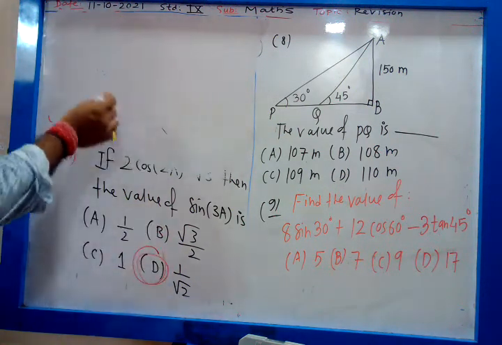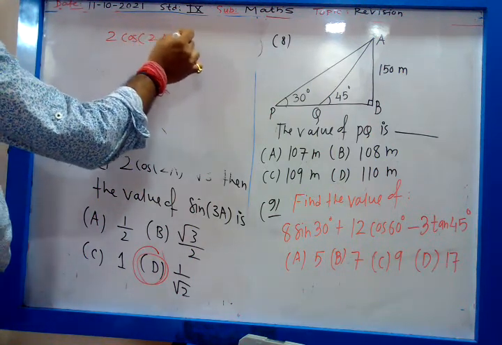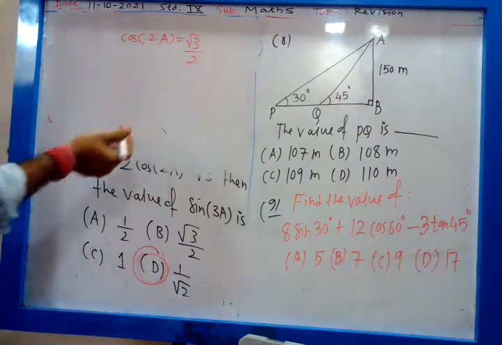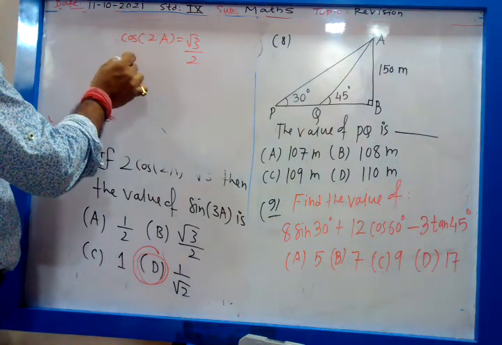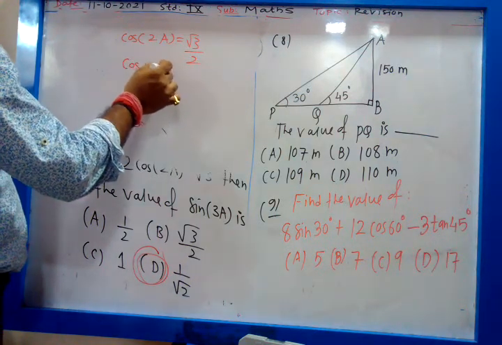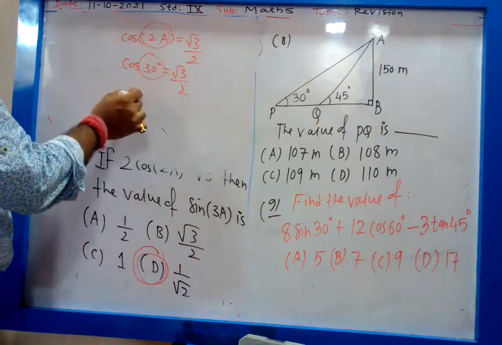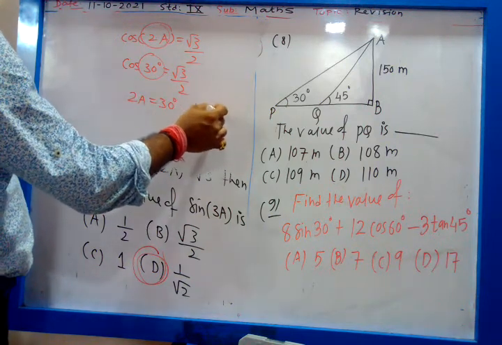Let us verify. 2 cos 2a is equal to root 3. So cos 2a is equal to root 3 by 2. Cos of which angle is root 3 by 2? 30 degree. So cos 30 degree is root 3 by 2. Remember this. Remember the table. So 2a is equal to 30 degree, so you will get a is equal to 15 degree.